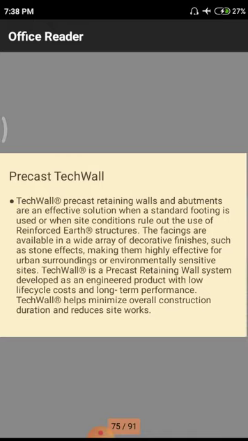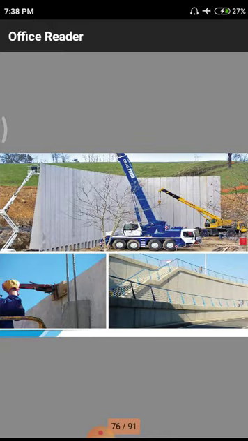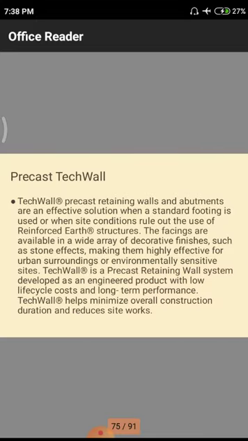Facings means these are the facing structures. The facings are available in wide varieties and a wide array of decorative finishes. Normally, decorative finishes mean that some structures are constructed for looking purposes. Some structures are constructed for strength and stability. Depending upon the utilization of the structure we have to choose these things. Why? Because not all structures are constructed for the purpose of decoration.